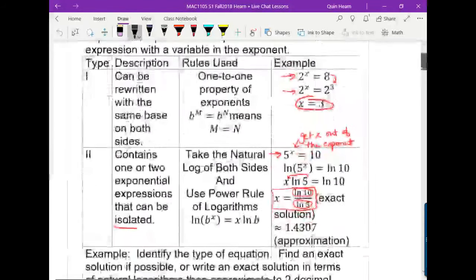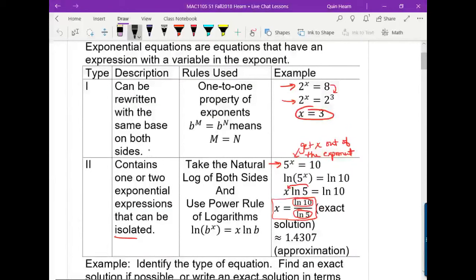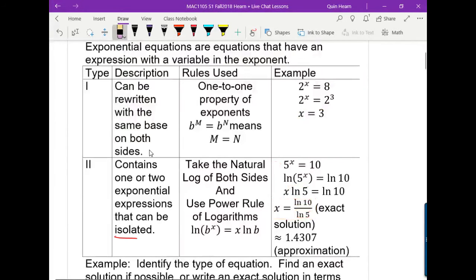So what we were saying is there are two types of exponential equations, basically. There are those where you can rewrite them with the same base on each side, and there are those where you can't. So, for example, the first type of equation, where you can write the same base on both sides, an example would be 2 to the x equals 8.